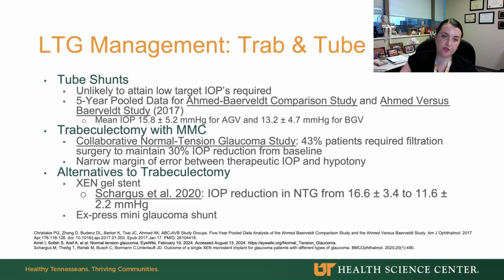So what are some alternatives to trabeculectomy that maybe are a little bit less risky for hypotony? Well, you can consider the Xen gel stent or the Express mini glaucoma shunt. I found a report from 2020 that found that the pressure reduction for a Xen gel stent managed to reduce the mean IOP from approximately 16.6 to 11.6. So pretty good. So you don't usually risk as much hypotony with the Xen gel stent as opposed to trabeculectomy.